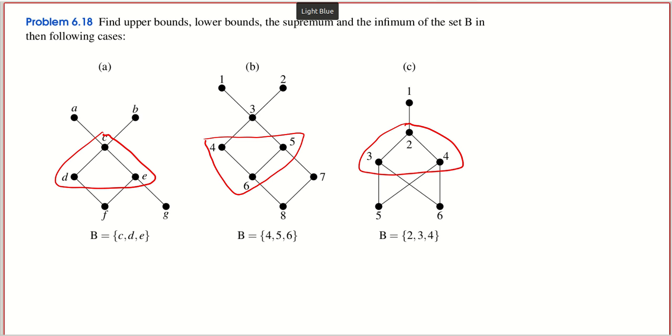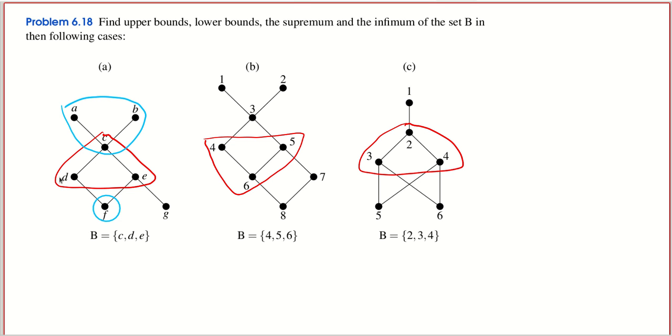So let's go for the upper bounds. The upper bounds for these sets are this set here, because any of these elements is larger than or equal to any of the three elements in the set, right, including C itself. As for lower bounds, there's only this one, right, because that's the only element which is smaller than or equal to any element of the set. This one is not, because it's only smaller than this, but not of D, right?